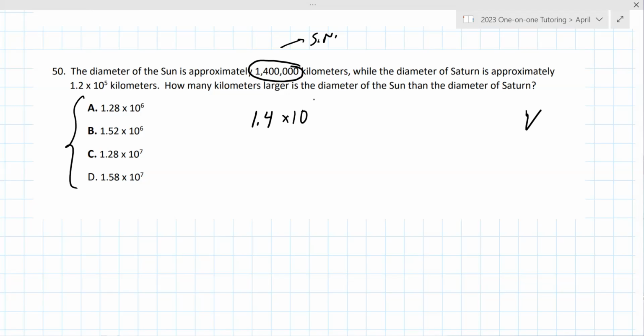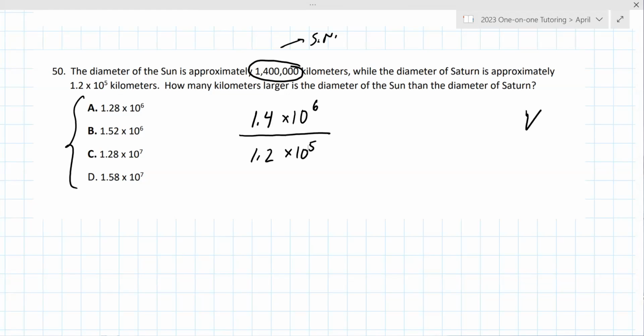I got for my final answer 1.16 6 repeating times 10 to the 2. Okay, let's take a look here. Whenever it's the one that's bigger goes in the numerator. So the sun is 1.4 times 10 to the 6th. Do you have that? Yep. Over 1.2 times 10 to the fifth. Do you have that? Mm-hmm. Okay. So 1.4 over 1.2.